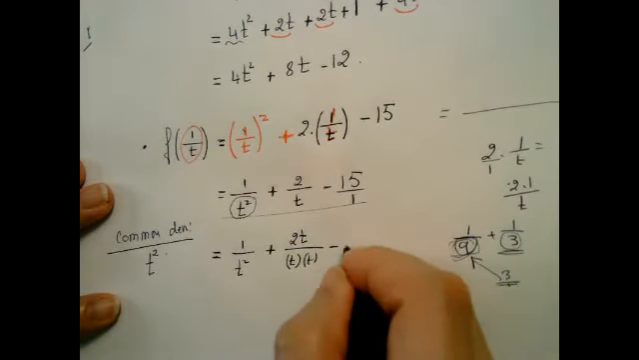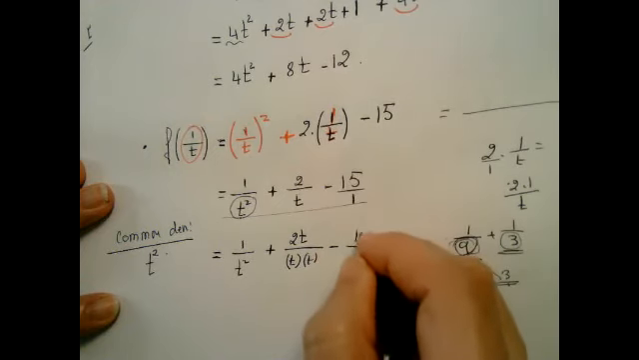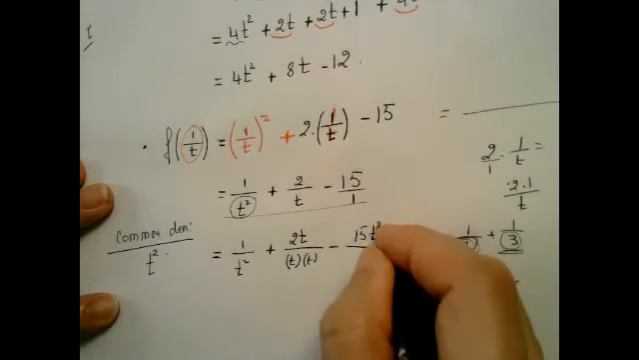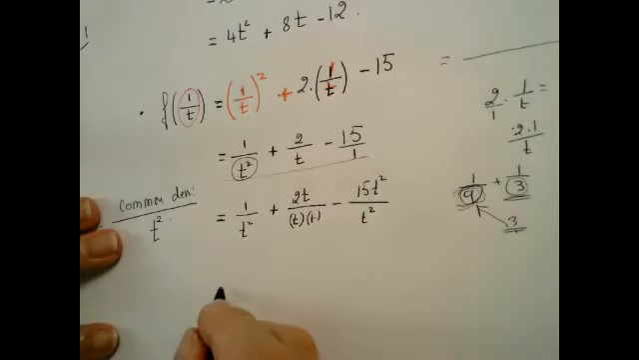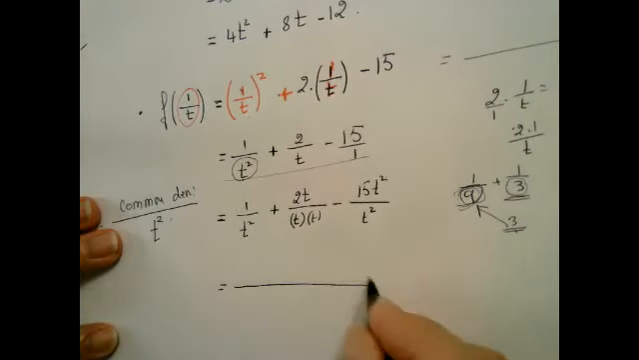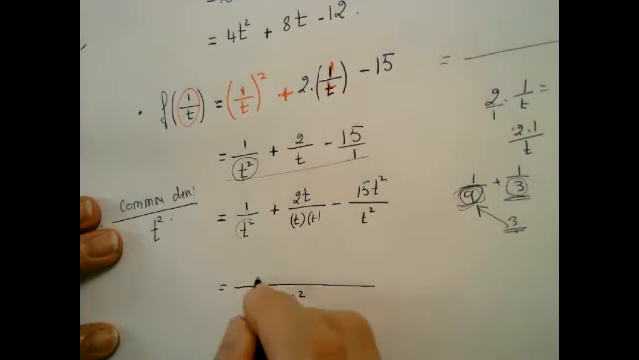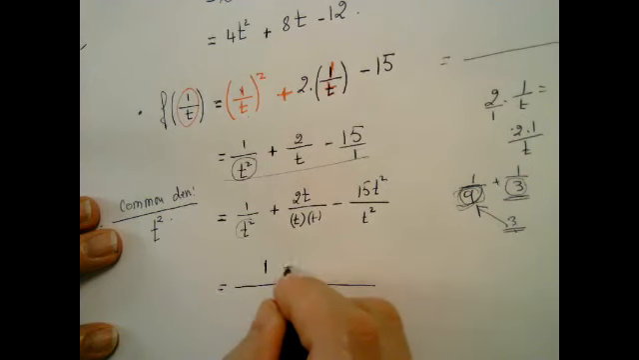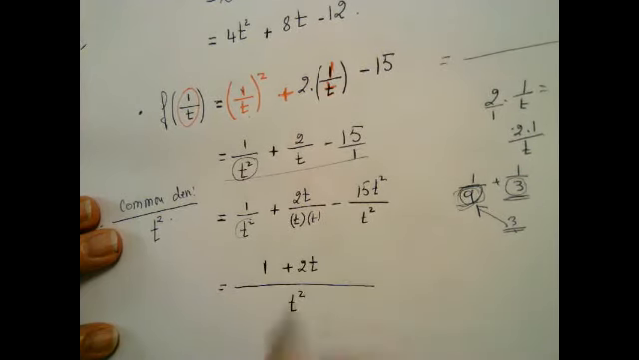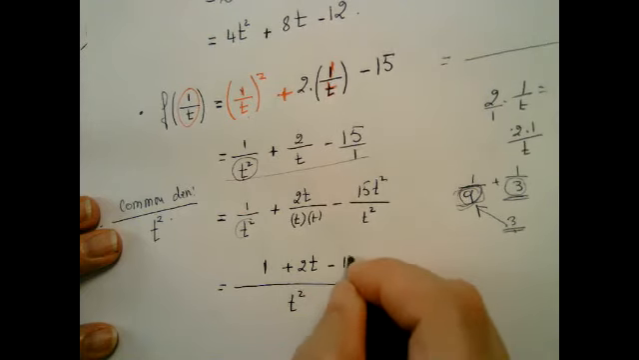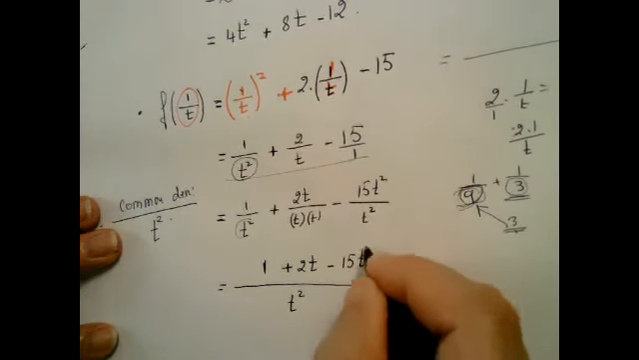Minus 15, I have to multiply here numerator and denominator by t squared. Now, once we do that, I am comfortable writing the common denominator t squared, and that gives me the 1 plus the 2t minus the 15t squared.